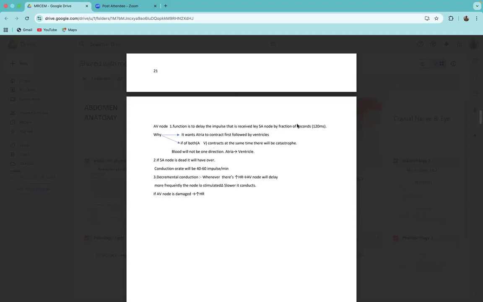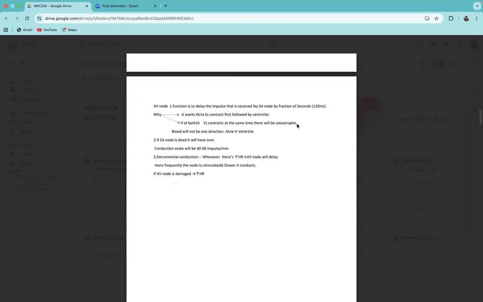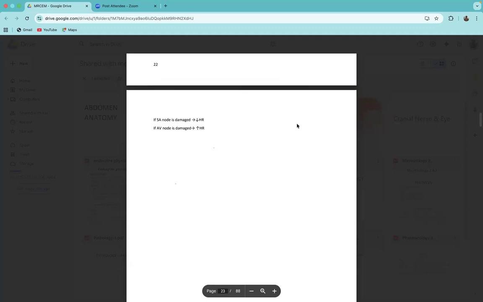Okay, decremental conduction: whenever there is increased heart rate, the AV node will cause the delay, and the more frequently the node is stimulated, the slower it conducts. So if the heart moves faster than it should, the AV nodal delay will take place and slow the heart down and move it back into the proper speed. So if the AV node is damaged, the positive chronotropic effect will come into place, and a positive inotropic effect will also come into place, I think. So heart rate will increase when there is no AV nodal delay due to any disease affecting the AV node.